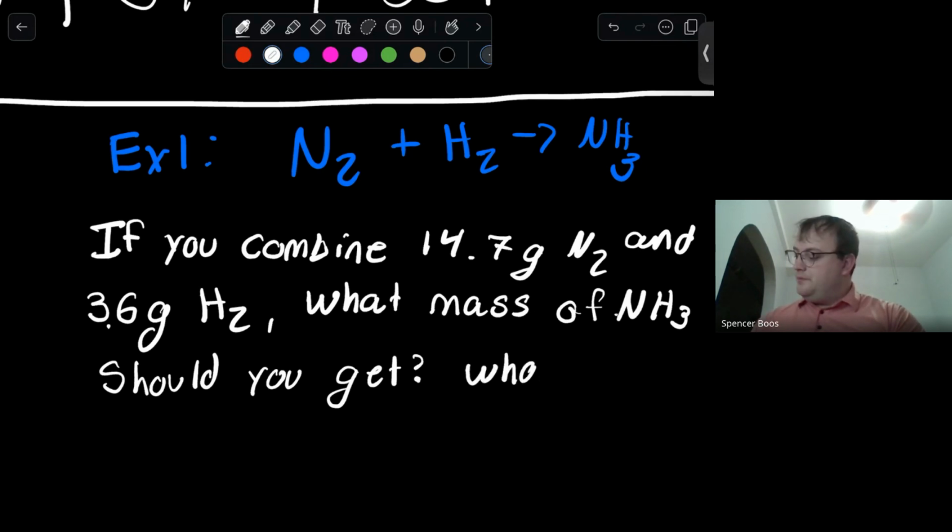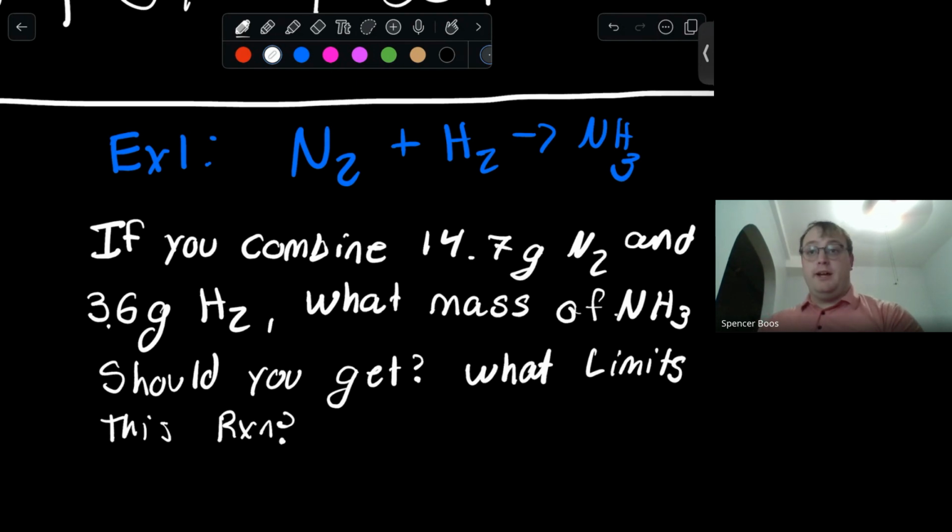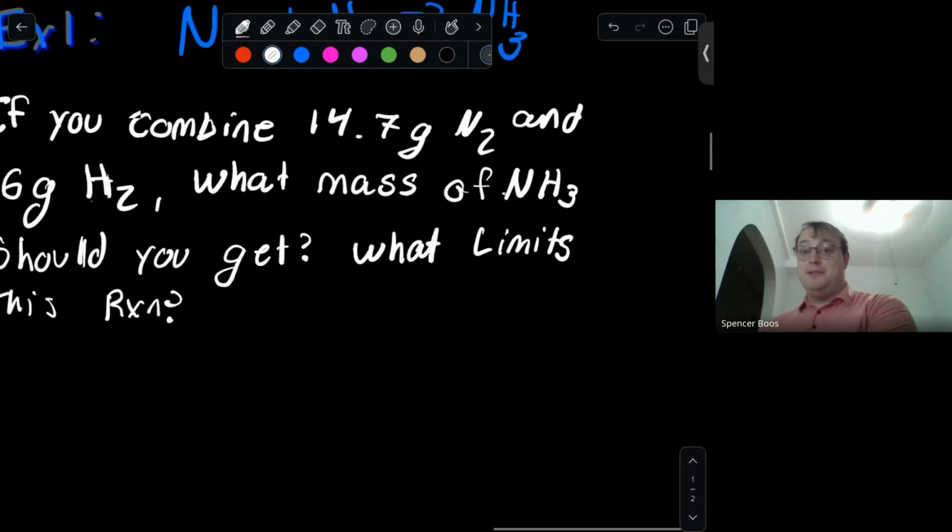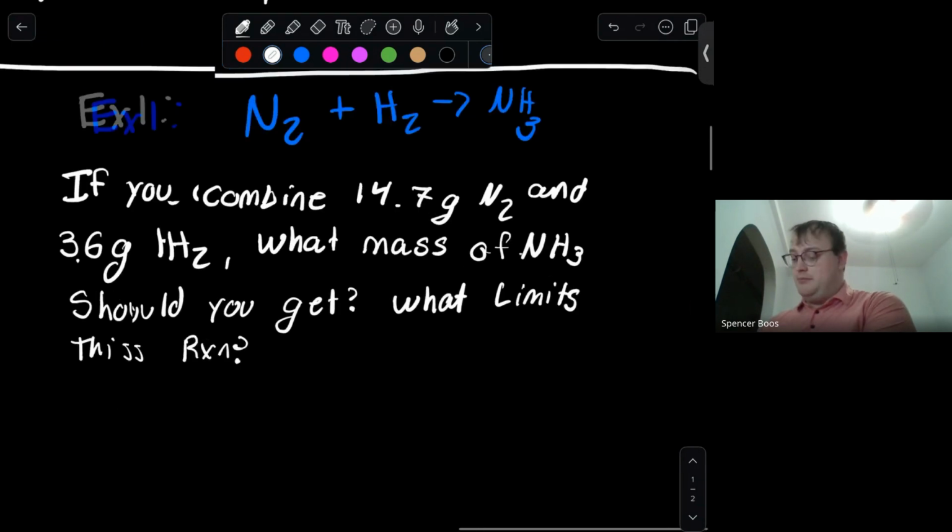What limits this reaction? All right, let's go over this. This looks pretty complicated. It isn't, but we can go over it.